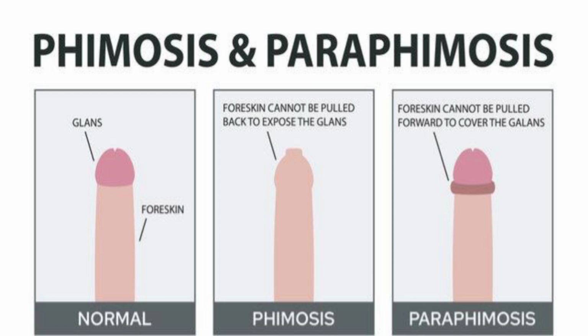Like in this picture, on the extreme right side, you can see the normal position of the foreskin and glans. Both are visible. In phimosis, you can see the foreskin cannot be pulled back to expose the glans, and the foreskin is over the glans. And in paraphimosis, the foreskin cannot be pulled forward to cover the glans. Instead, it gets stuck around the glans of the penis. It is called paraphimosis.